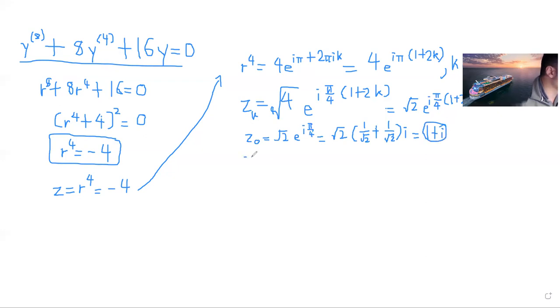That's the first solution. z1 is equal to root 2 e to the power of i 3 pi over 4, which equals root 2 times cos of 3 pi over 4, that's negative 1 over root 2, plus 1 over root 2 i. And that's equal to negative 1 plus i.